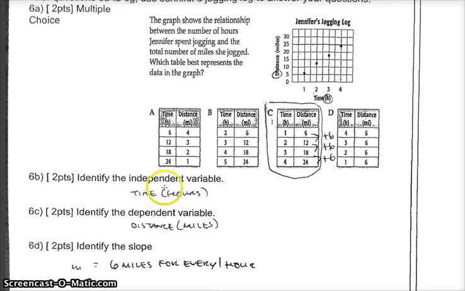6B says identify the independent variable. The independent variable is always the x-axis. In this case, that is time. 6C says identify the dependent variable. Well, the total distance you travel depends on how many hours you jog. So distance is your dependent variable.